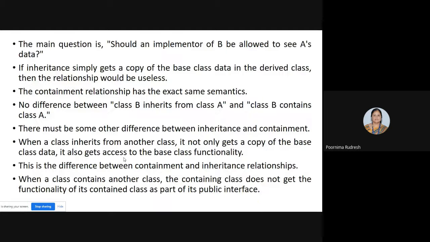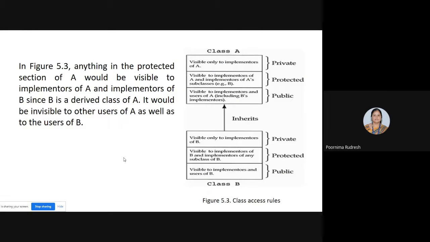So before studying inheritance in detail, the main question is: should an implementer of B be allowed to see A's data? My question is, should an implementer of B be allowed to see A's data? Now A's data is there and the class B implementer is there.